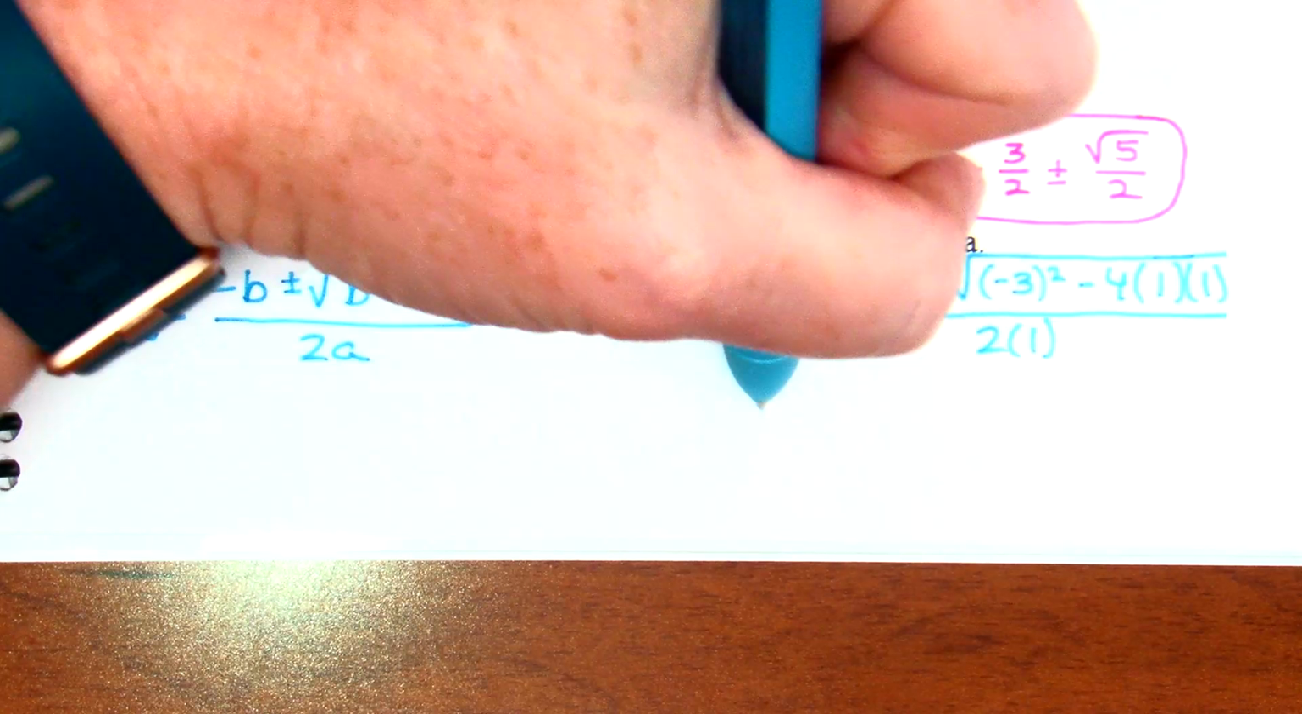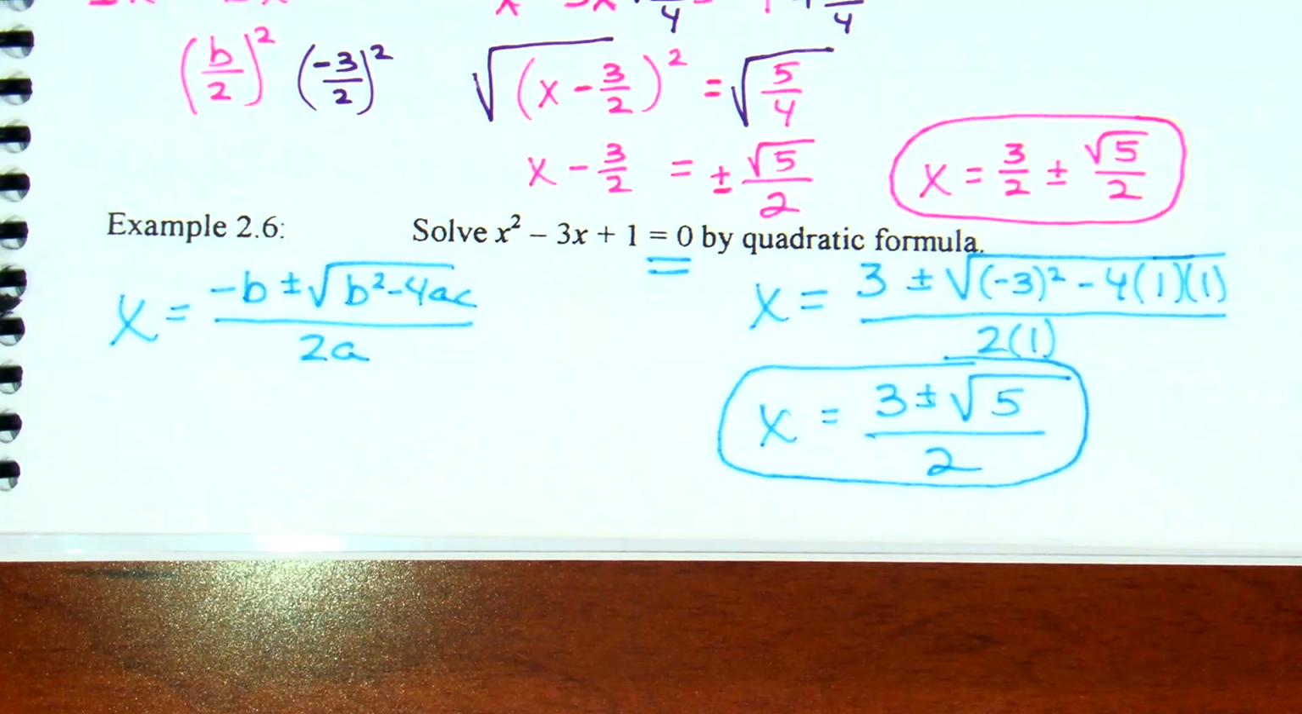Clean it up. 3 plus or minus the square root of 3 squared minus 4, so 9 minus 4 is 5, all over 2. And on a problem like this, that's probably how you can leave it, unless they want decimal answers. So 3 plus or minus the square root of 5, all over 2.